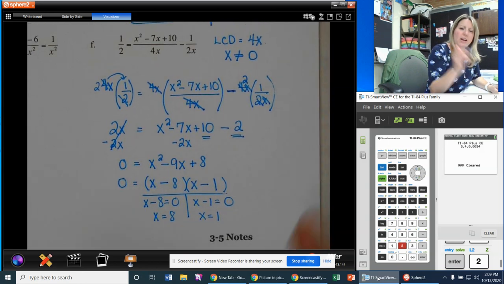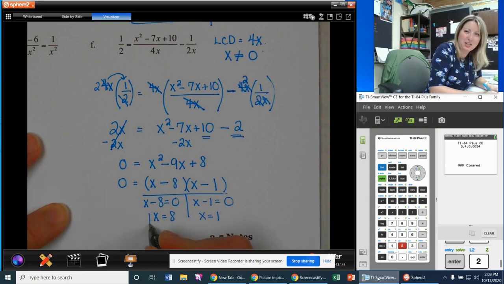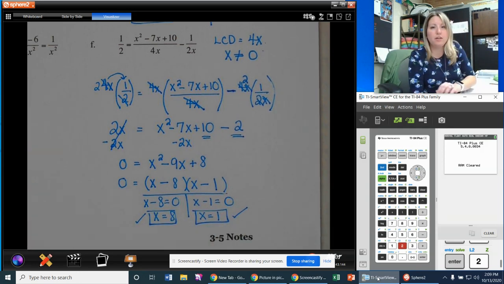There we go. Can I keep those? X isn't allowed to be 8. Cool. X isn't allowed to be 0. I've got x equals 8, so that's good. And x isn't allowed to be 0, and I've got x equals 1. Cool. Done. There we go.